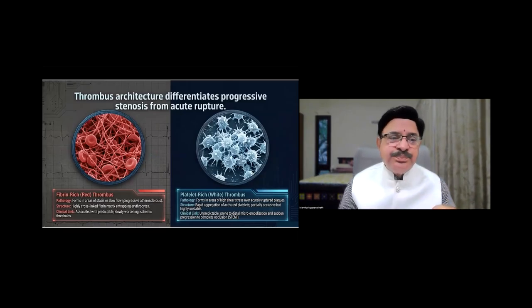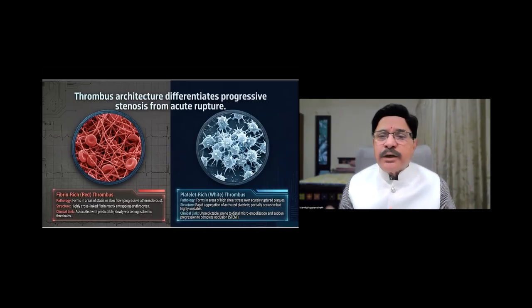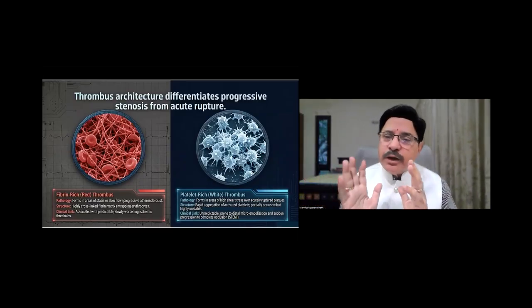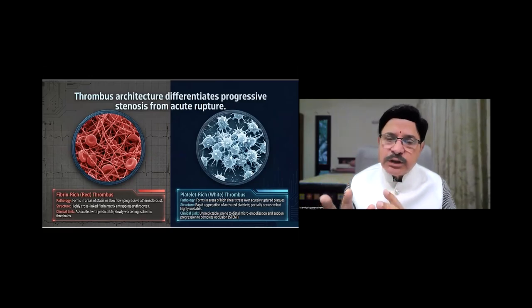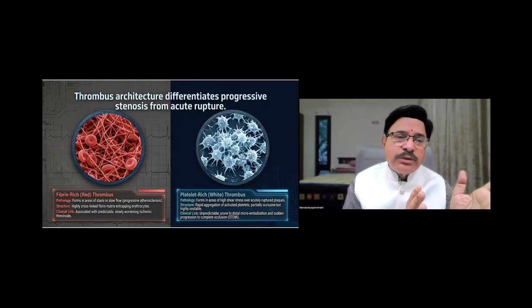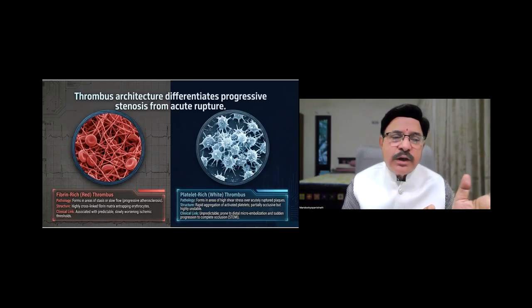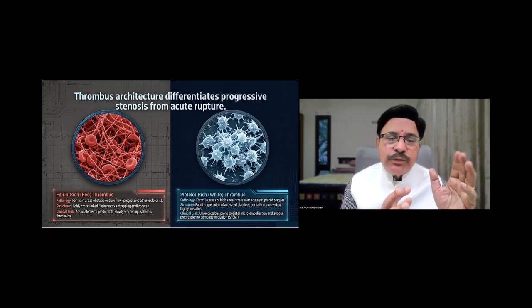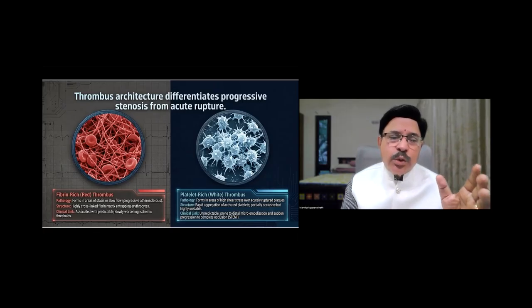But now, fibrin-rich red thrombus, platelet-rich white thrombus. If platelets are dominant in that thrombus, it is called a white clot. Whereas a fibrin-rich red thrombus is fibrin and red cells entangled, a cross-linked fibrin matrix entrapping the erythrocytes, associated with a predictable, slowly worsening ischemic threshold.